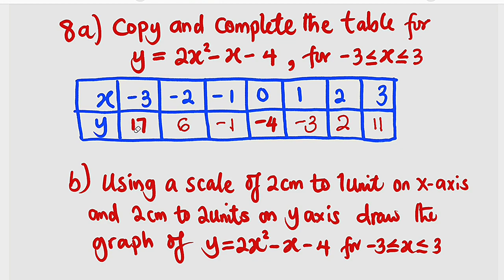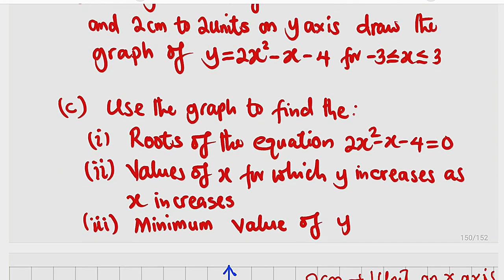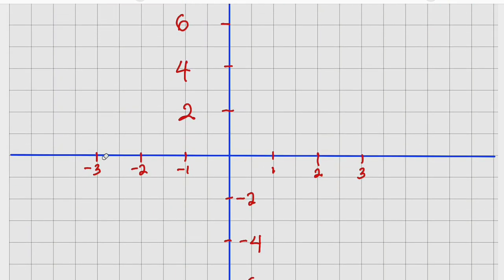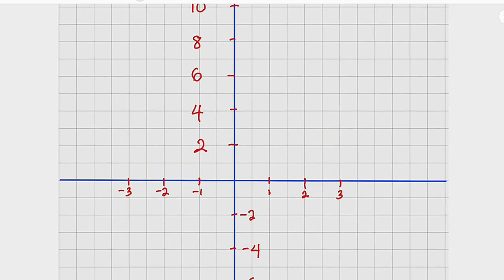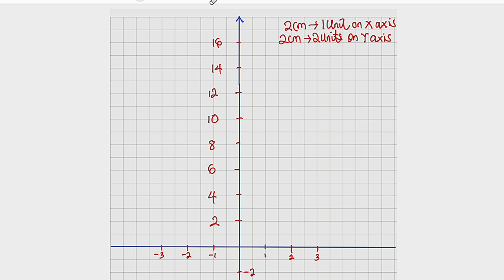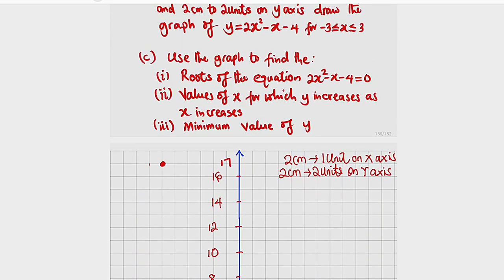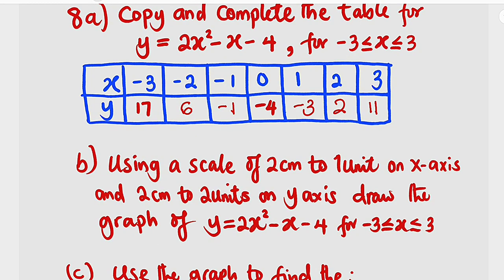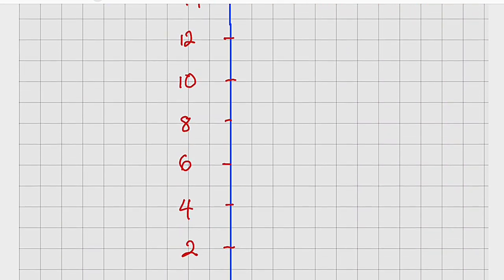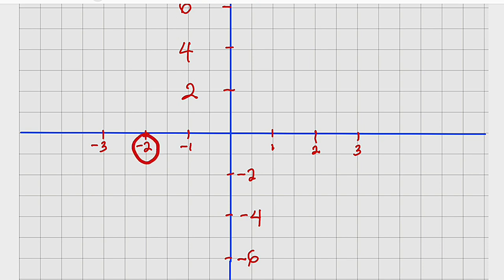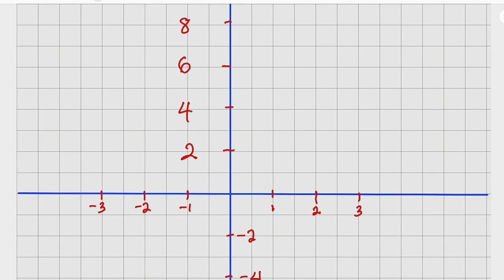When x is -3, you have the value of y to be 17. So you locate x equal to -3, which is right here, and the value of y is 17. You move down to the top. You see we have 16 here, which implies that we have 17 here. I think this is the right point on the -3. You place the point there. Then you move back again. When x is -2, you have y to be equal to 6. When x is -2, you locate 6 on y-axis, which is right here. You place the point here. When x is -2, y is 6.